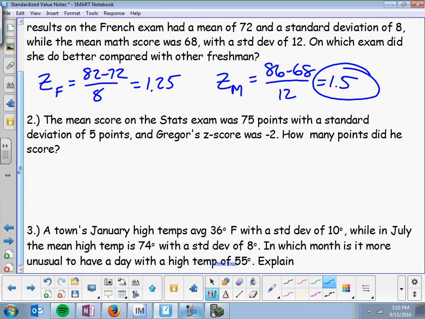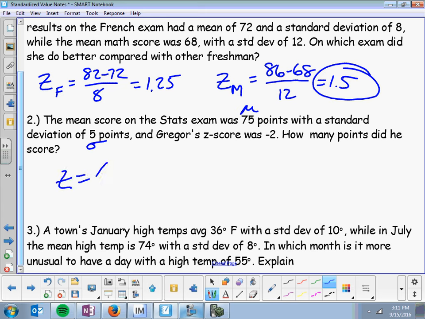Here we have another application of using the formula, but a little bit of algebra here. The mean score in stats exam was 75. Okay, that's mu. With a standard deviation of 5, that's sigma. Gregor's Z score was -2. Oh, we don't have X. How many points did he score? So that's really asking you for X. I remember a while ago saying that we would never solve for X. I was slightly misleading you. Here we are actually solving for X, but it is a rare occasion.